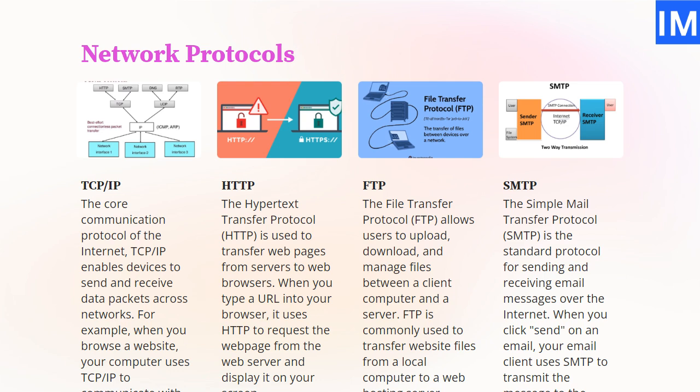TCP/IP is the core communication protocol of the internet, and it enables devices to send and receive data packets. HTTP is used to transfer web pages from servers to browsers, while FTP allows users to upload, download, and manage files between a client computer and a server. My computer, for example, is a client computer, and where it gets the data from is the server. SMTP is the standard protocol for sending and receiving email messages over the internet.